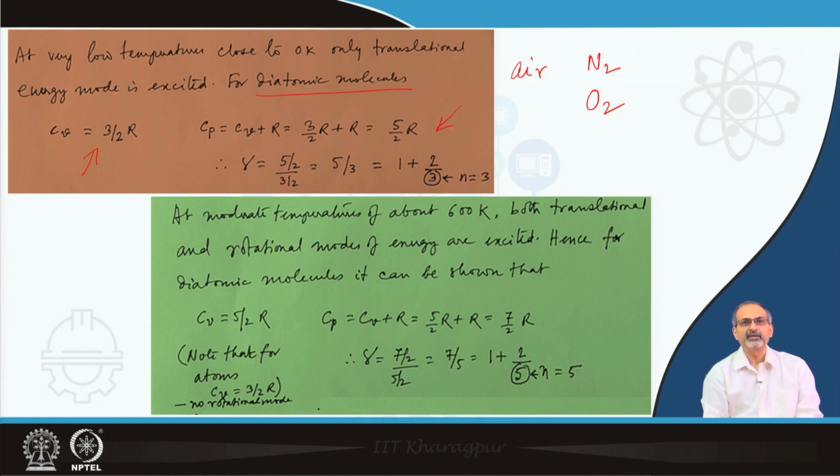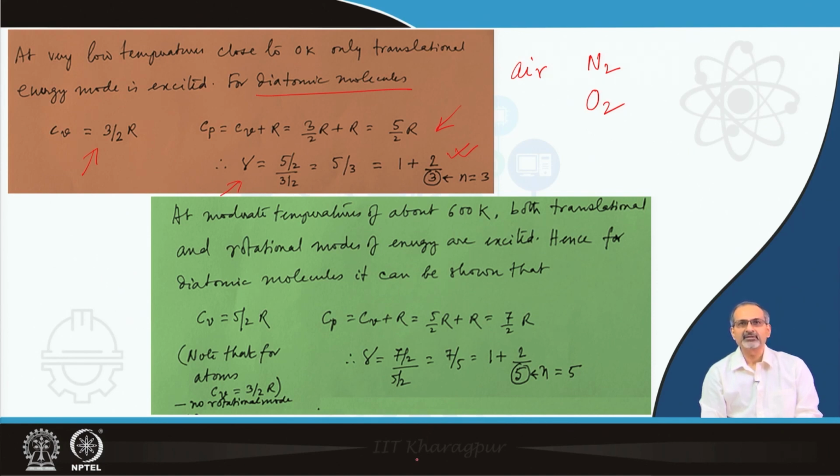Cp would then be given as Cv plus R, and then it will turn out to be 5/2 R. When it comes to gamma, the ratio, it will be given by 5/3, which can again be expressed as 1 plus 2 by n form, where n becomes equal to 3. That means, at very low temperatures n would be 3.